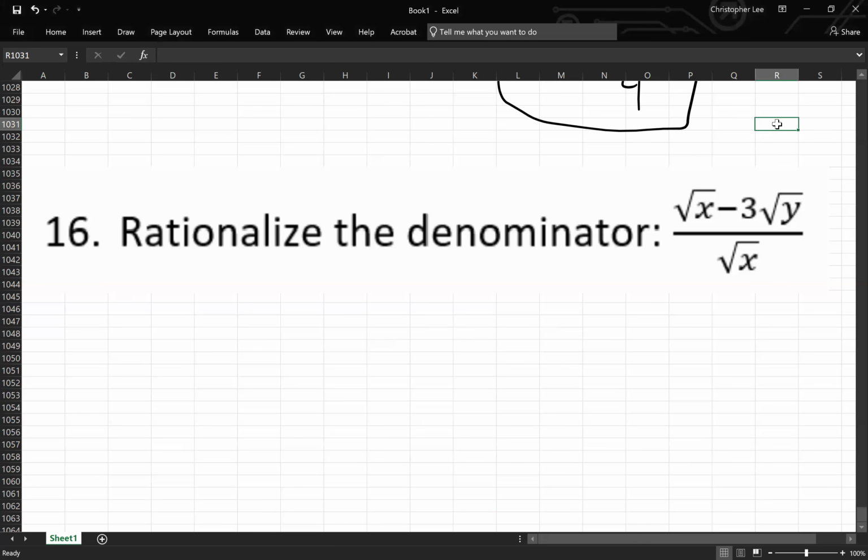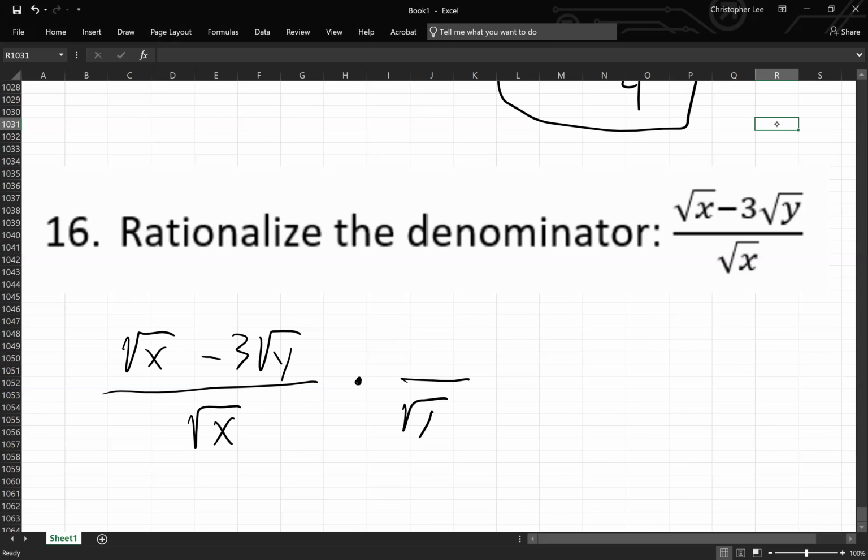All right, let's get into this, right? So I have square root x minus 3 square root y over square root x. How can I rationalize this denominator? Very good, right? Multiply this by square root x. What I do to the bottom, gotta do to the top. All right. Simple math. Just distribute, right?